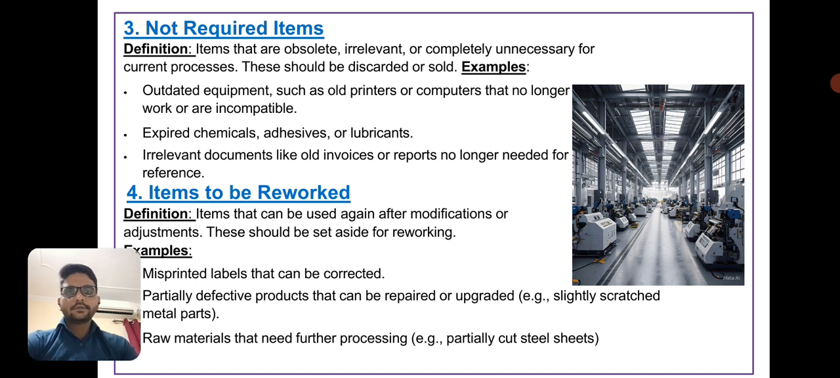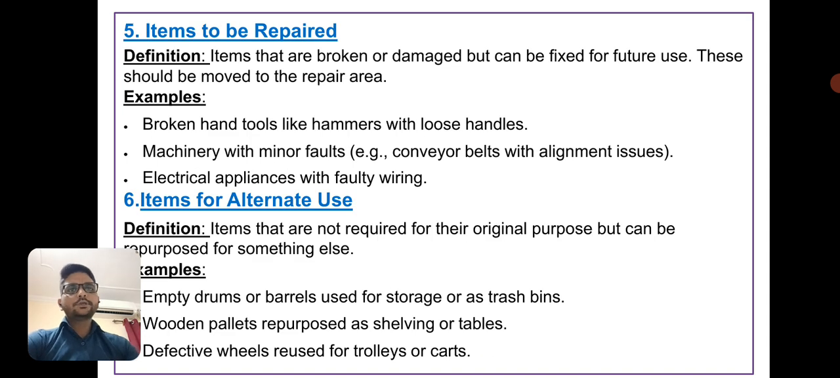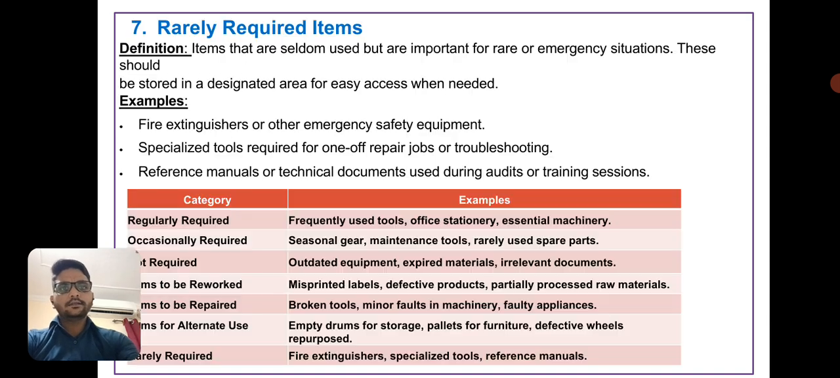Third is items not required, meaning items that are obsolete, irrelevant and completely unnecessary for the current process. Items to be reworked are items that can be used again after modification or adjustment. And items to be repaired are those that are broken or damaged but can be fixed for future use. And next is items for alternate use, items that are not required for their original purpose but can be repurposed for something else. Next is rarely required items, that are seldom used but are important for rare or emergency situations.